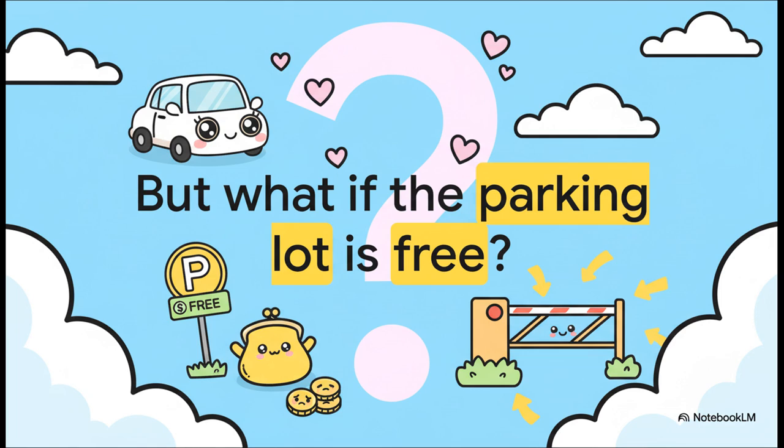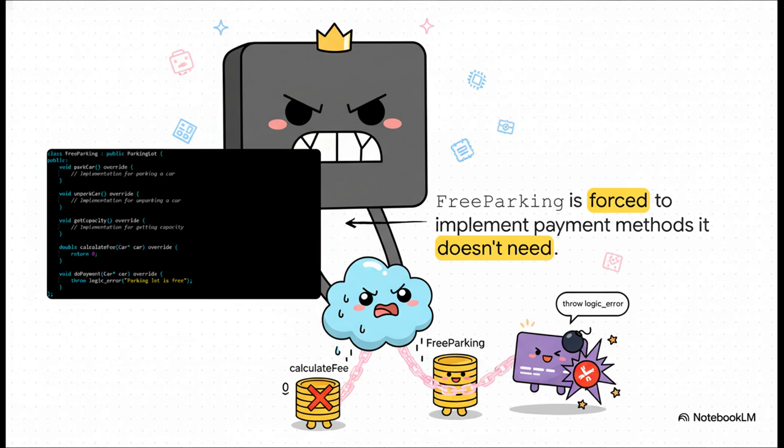A new request comes in. We need to model a parking lot that is totally, completely free. Now what? This is where things just get weird. To create our free parking class, we are forced by the contract to implement those payment methods. I mean, we can fudge it for calculate fee, just return 0, no big deal. But do payment? What are we supposed to do? The only logical thing is to throw an error, because the whole idea of payment doesn't even make sense in this context.